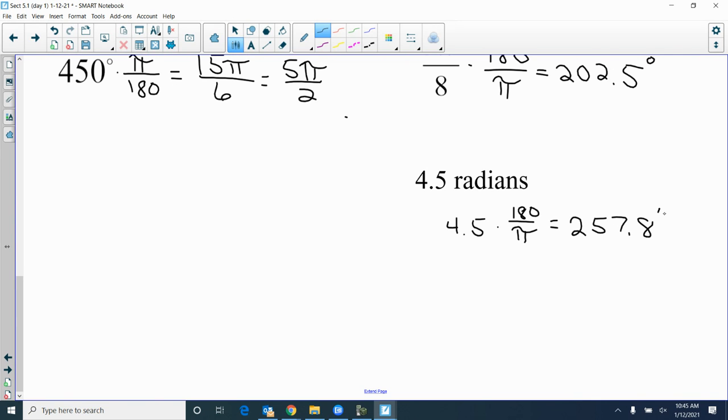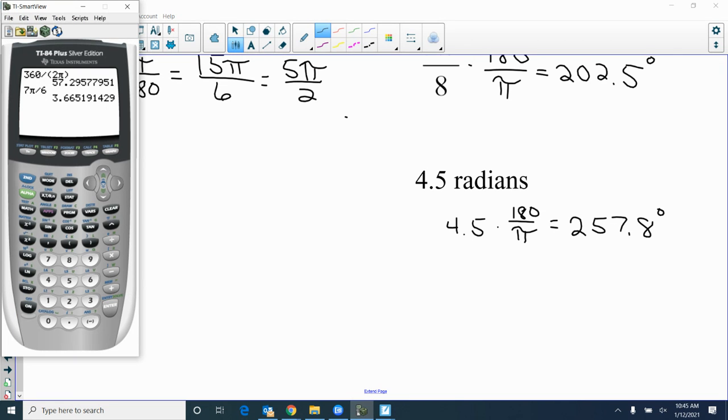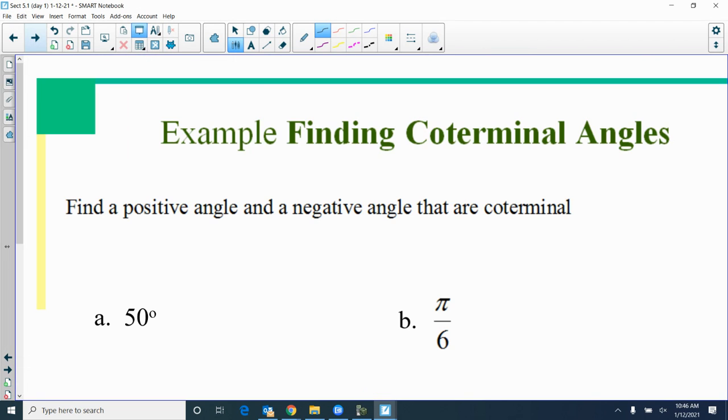257.8. The reason I know is because each radian is right around 57 degrees. We got at least 4 radians. What is 2 pi? Think about this, it might be a good mental picture. 2 times pi is 6.28. That's how many radians are in a full circle. So anything less than 6.28 has to be less than 360 degrees, and anything more than 6.28 is going to be more than 360 degrees. Okay, just a little bit of a reference there.